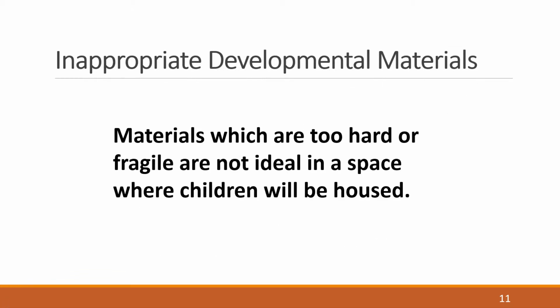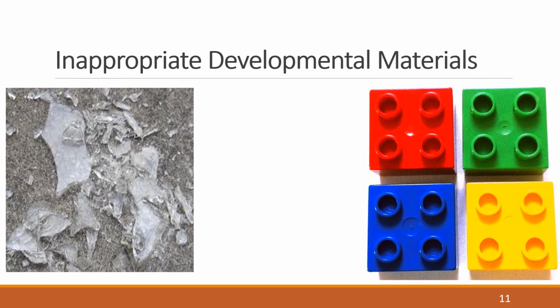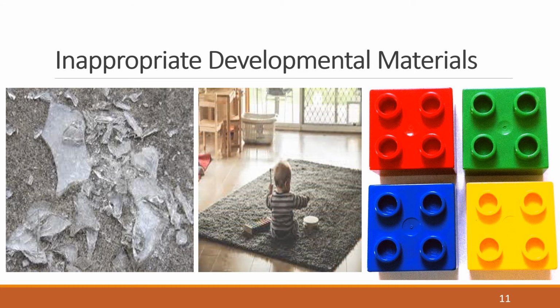Materials which are too hard or fragile are not ideal in a space where children will be housed, especially for the physical safety and the motor skills development of the child. Materials such as glass and hard plastics may break and increase the risk of laceration to children. Material may not be soft enough to accommodate children developing motion skills. The material needs to be one that children can hold and squeeze. It should not cause pain or be a heavy material which would be difficult for a child to move.